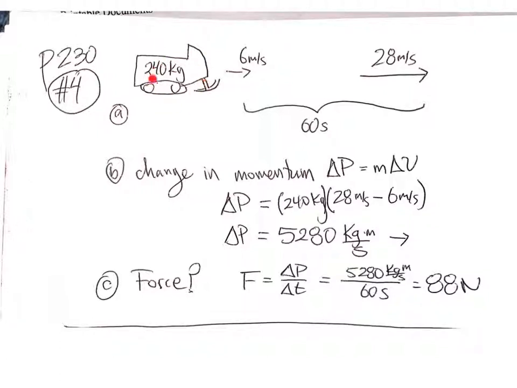So, the momentum of this changed from something to something, and the total momentum changed is going to be whatever it is. So, change in momentum, delta P equals mass times change in velocity. The mass of the snowmobile stays the same. Change in velocity is final minus initial velocity. So our delta P, or change in momentum, is 5,280 kilogram meters per second.